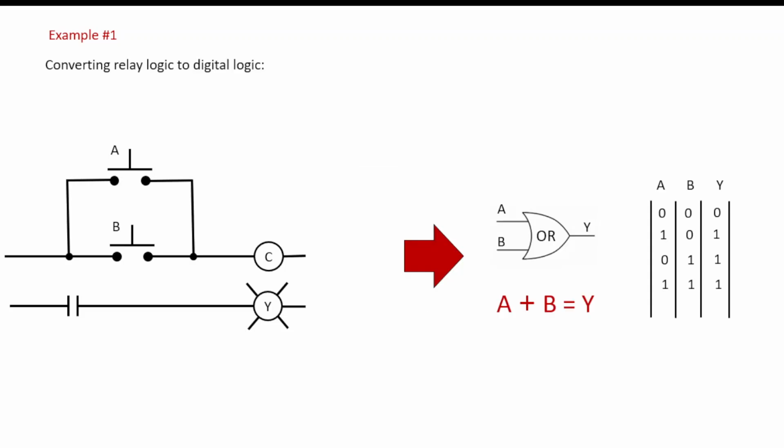That truth table aligns with an OR gate. A plus B equals Y would be the expression. So a standard OR gate with 2 push buttons wired into the inputs and the light wired onto the output would replace the relay. So the relay and its associated contact would no longer be required.